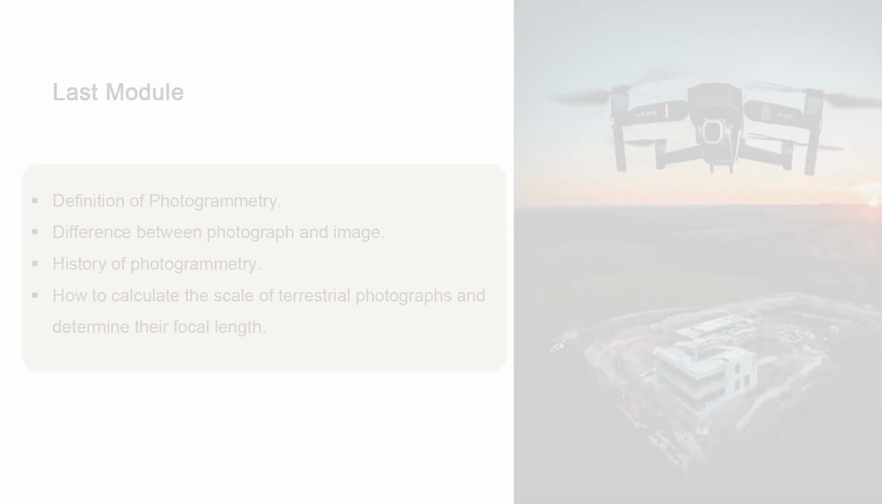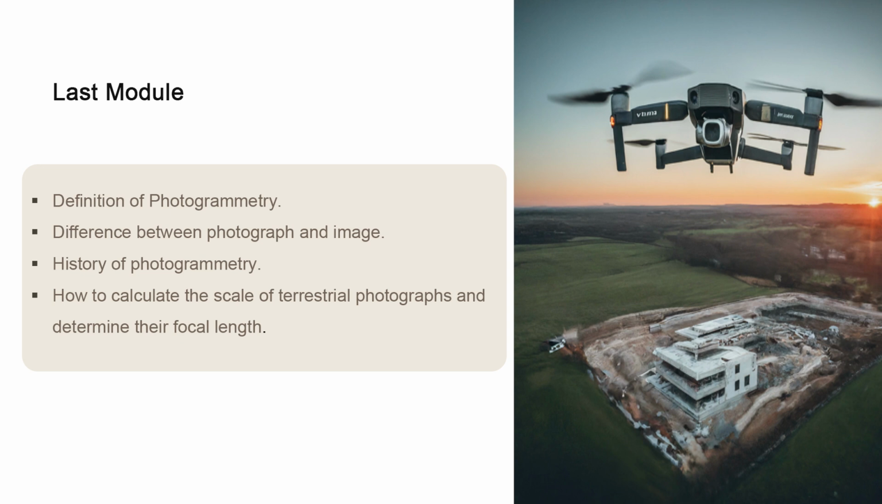So, in the last module, we spoke about terrestrial photogrammetry. We understood the definition of photogrammetry, the difference between photograph and image. We explored the history of photogrammetry, tracing its development from the Renaissance to the advanced digital methods used in the present day. Additionally, we also learned how to calculate the scale of the terrestrial photographs and determine their focal length. Let me take the class forward.